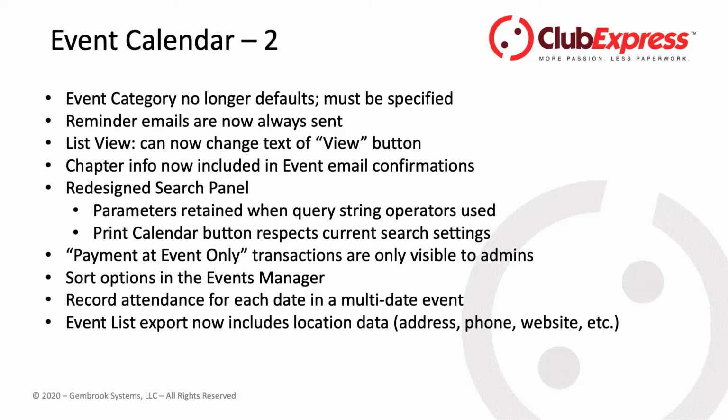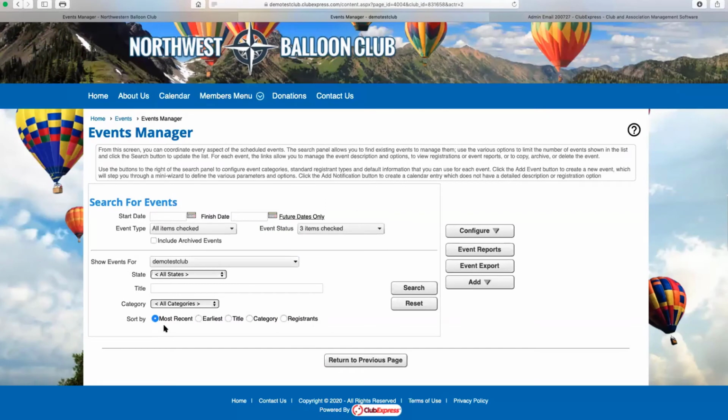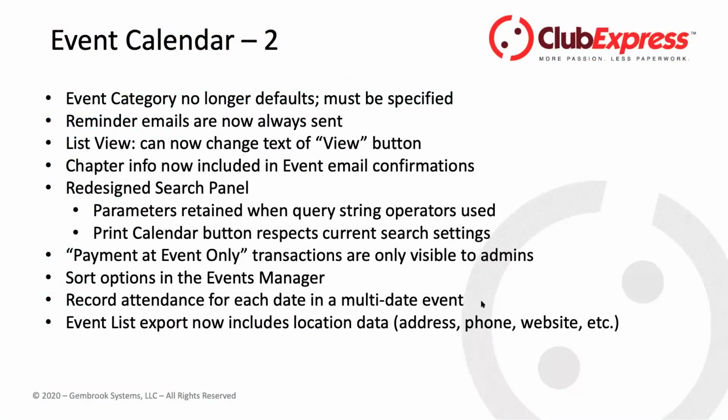We've added some sort options to the event manager. So again, if I go back to the event manager, here are the sort options down at the bottom here. So those have been added. For a multi-date event, you can now record attendance for each date separately. And this is another feature that's still in final testing. And when you run the export of events, the event list export, it now includes the location information for each event. So that was a fairly simple addition.